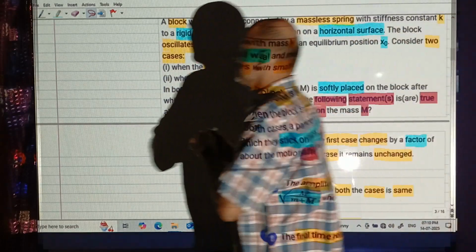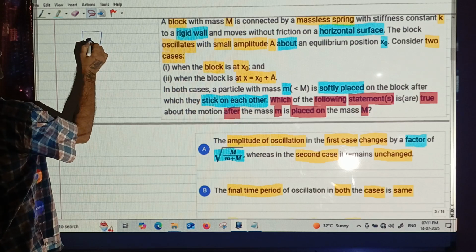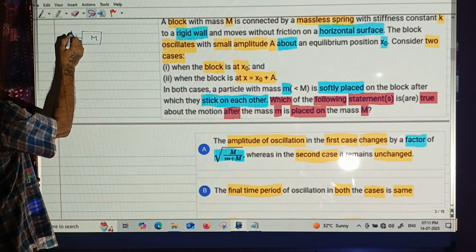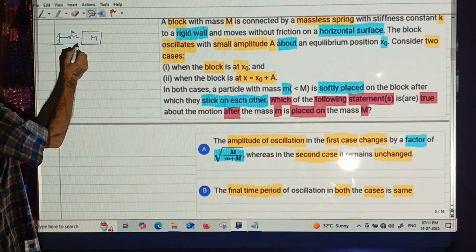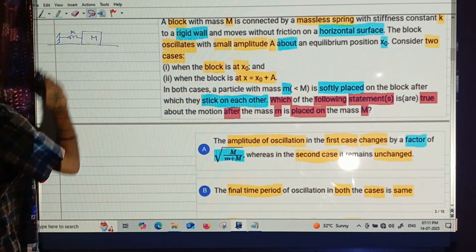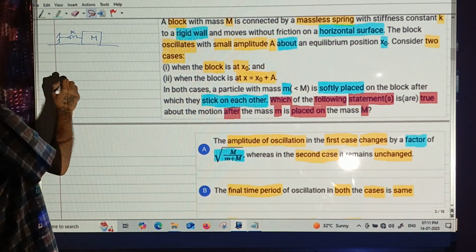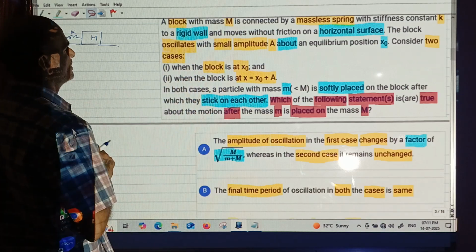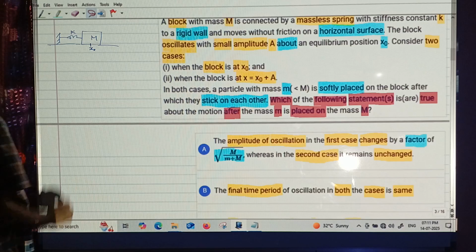So initially the mass capital M, attached to a spring of spring constant K on a horizontal surface, is oscillating. And in the first case, the small m is attached to capital M at x0. This is the initial position, x0.